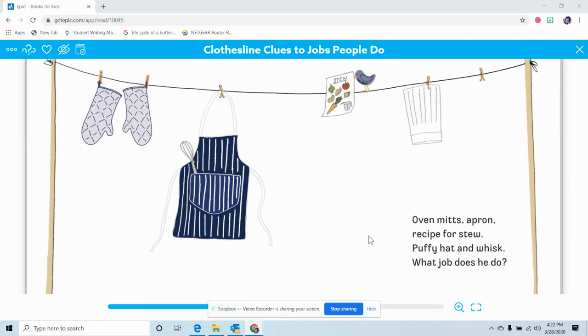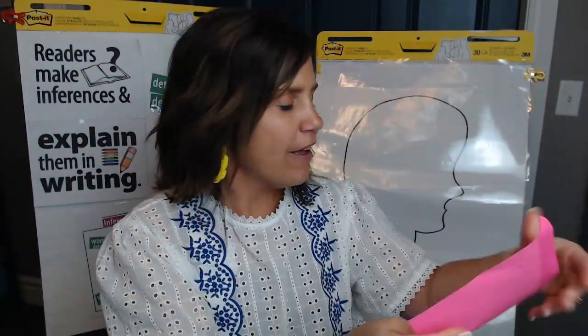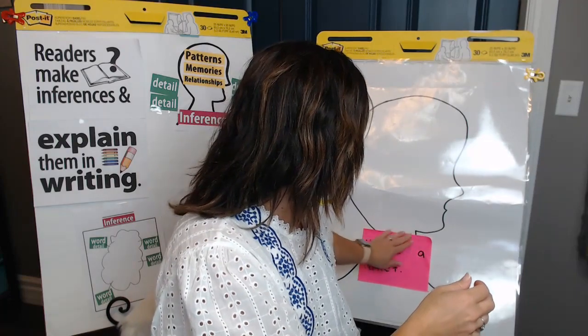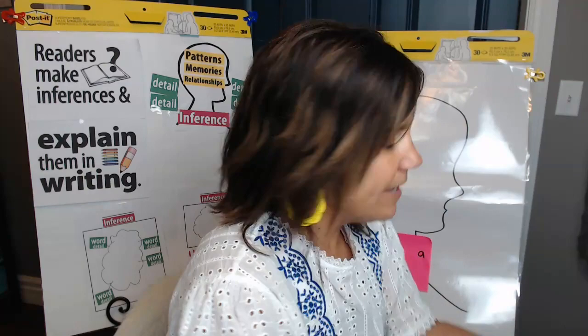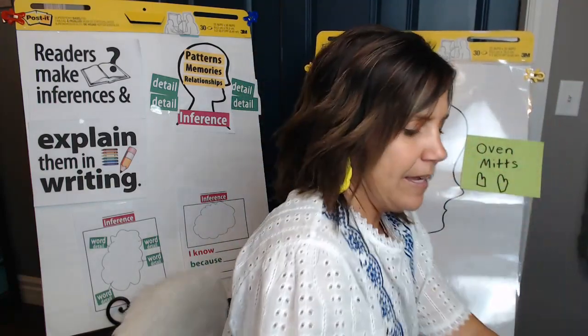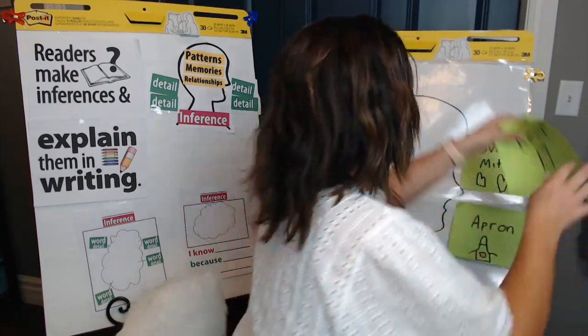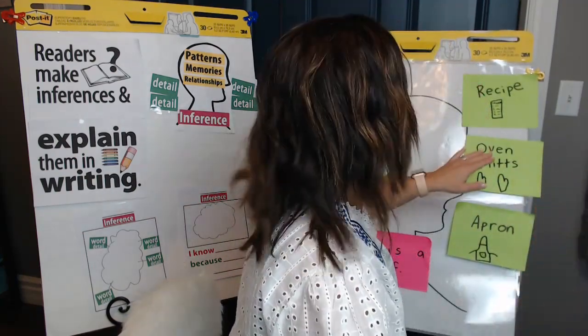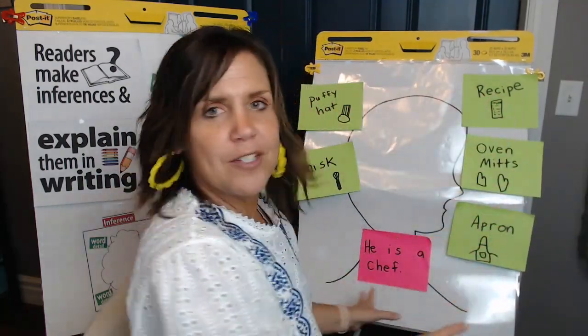But it was oven mitts, apron, recipe for stew, puffy hat, and whisk. What job does she do? Okay, so remember our new inference, our new thought was that he is a chef. That was our inference. And some of those details that we used, we talked about his whisk, his oven mitts, his apron, his recipe, and his puffy hat. Those were those reading voice details that we collected.